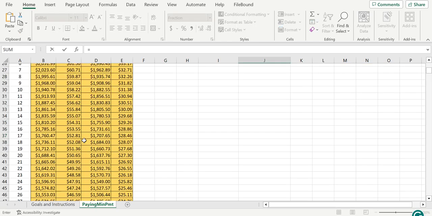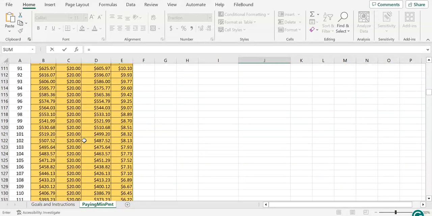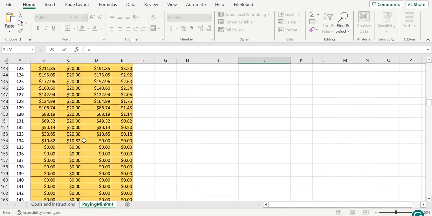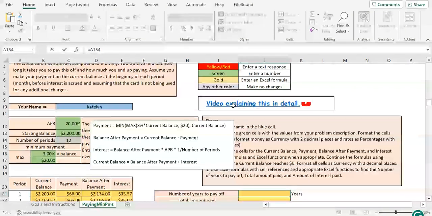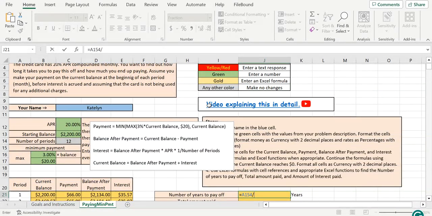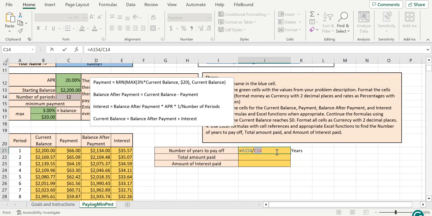So type your equal sign, scroll back down that table until you find where you hit $0. So mine's here at period 134. So I'm going to click on the 134, type my slash for division, and then click on the 12 from the number of periods, and then hit enter. So it took me 11 1/6 years to pay off my loan, to pay off $2,200. That's how long it took me, paying only the minimum amount.